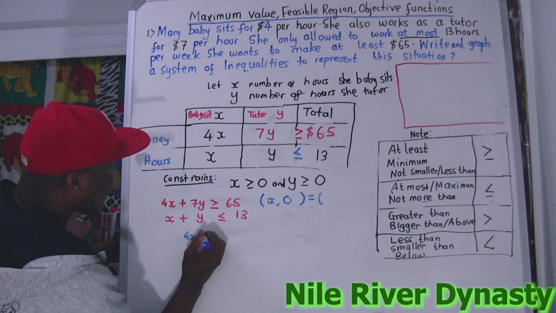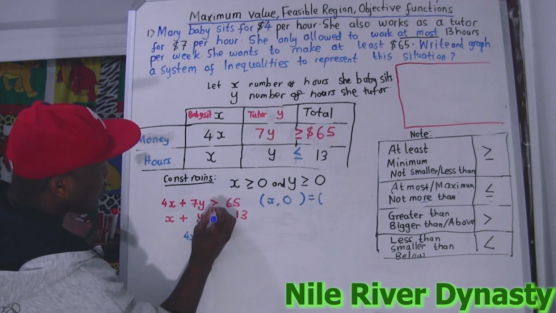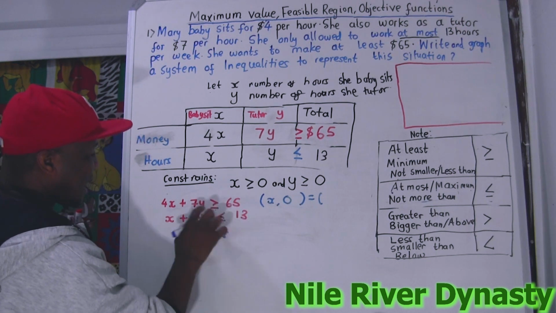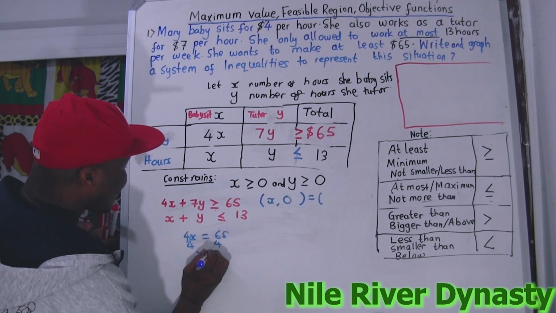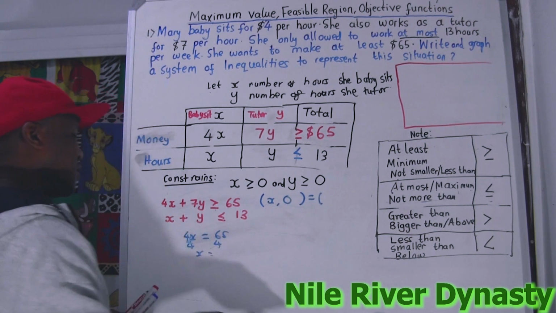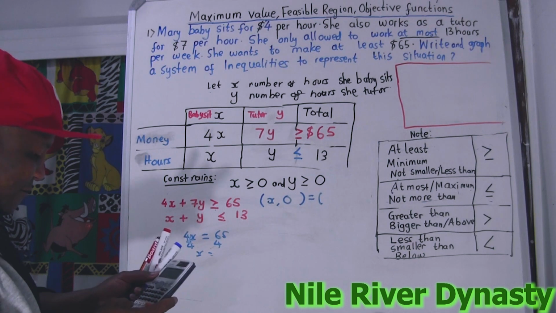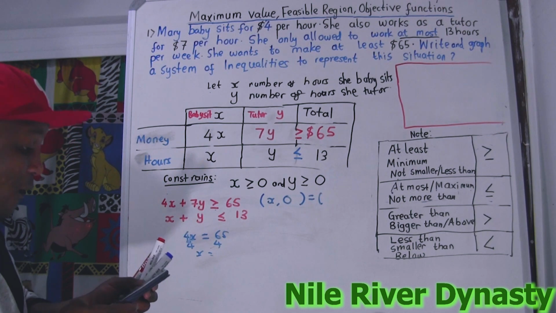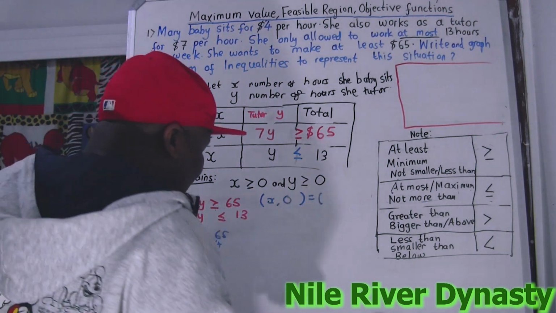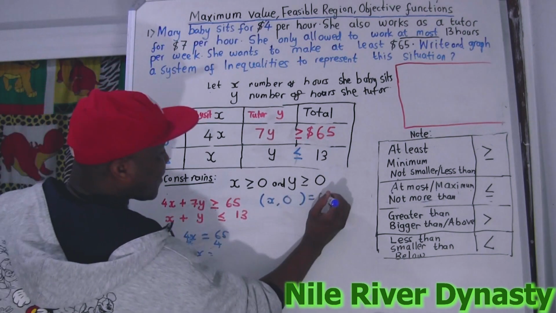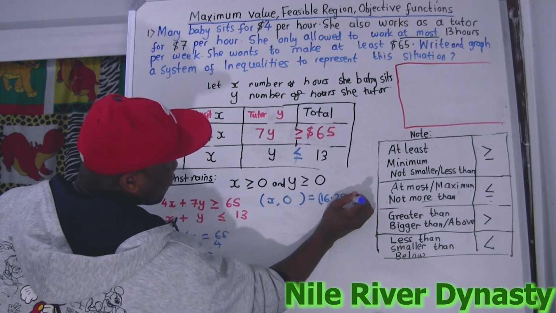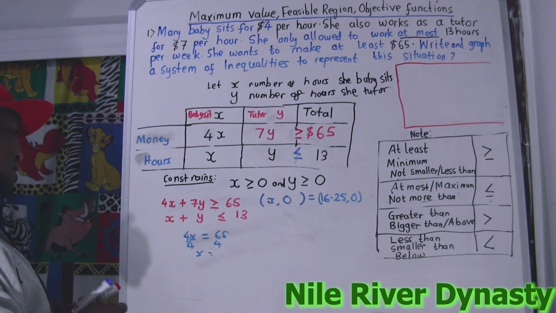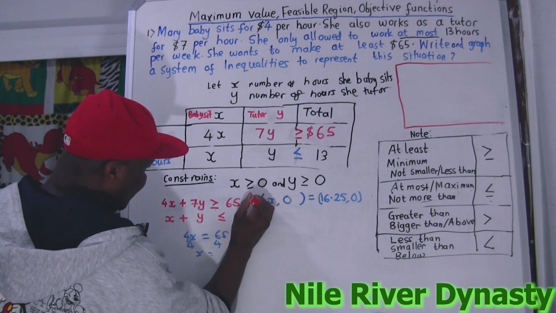So this is going to be 4x equals 65. Don't worry about the inequality, we just want the value of x, so ignore it. Divide by 4, so this and this cancel, so x equals 65 divided by 4, which is 16.25. So the x-intercept is 16.25, and y equals 0. That's the x-intercept for this equation.